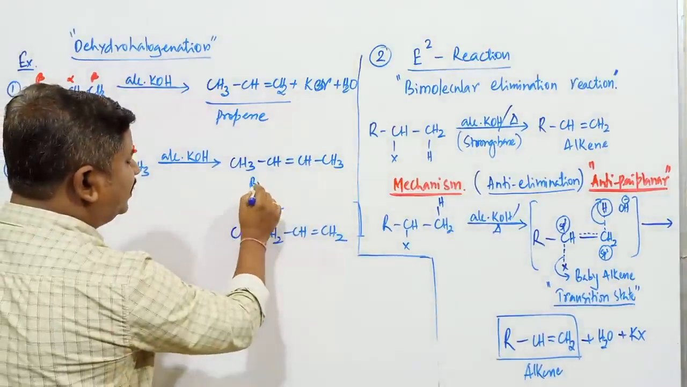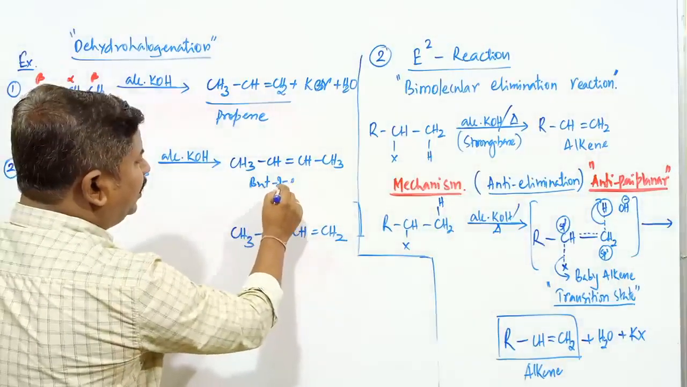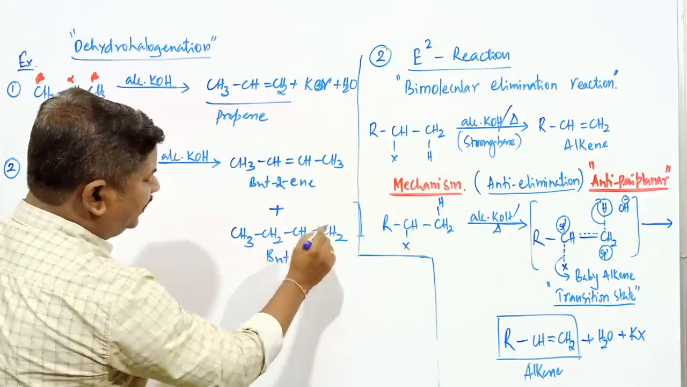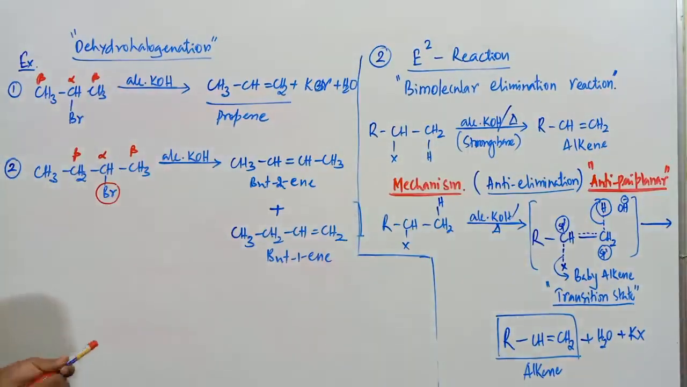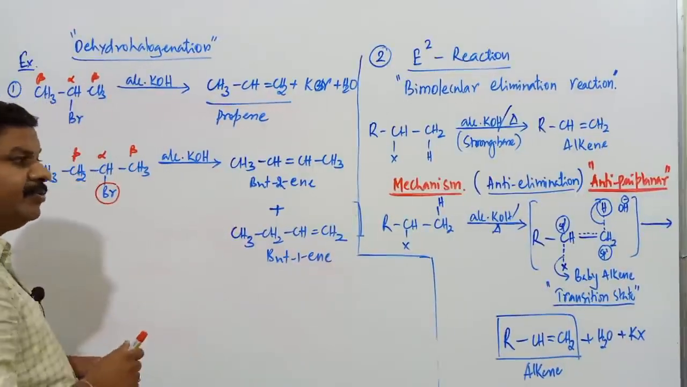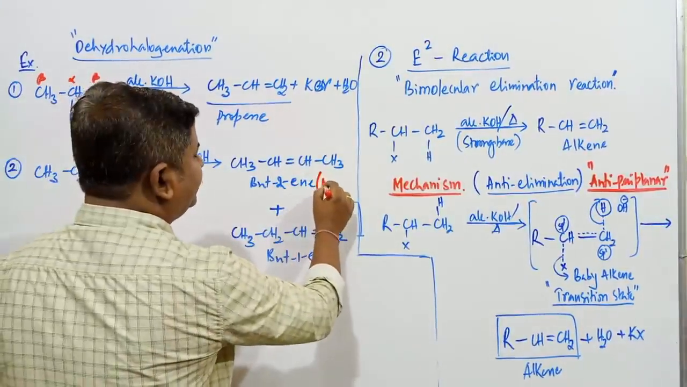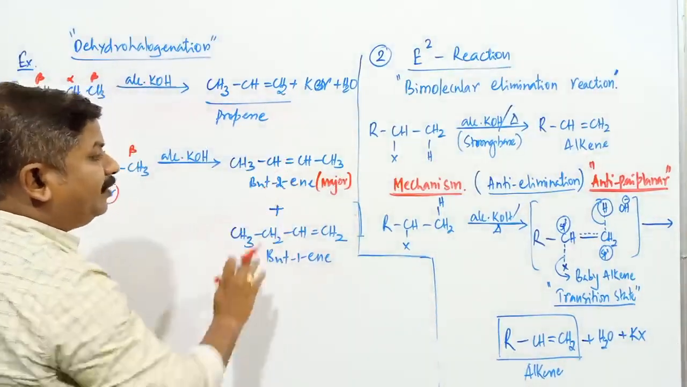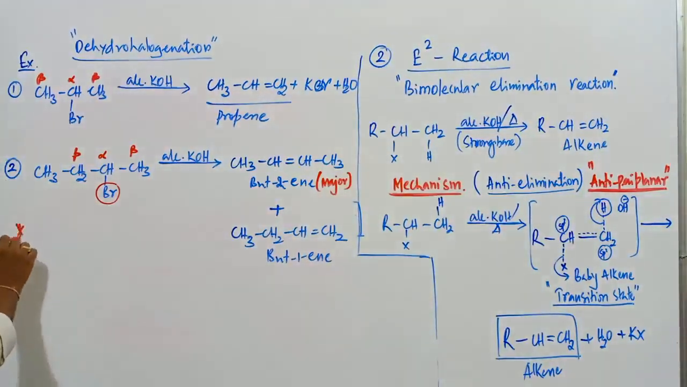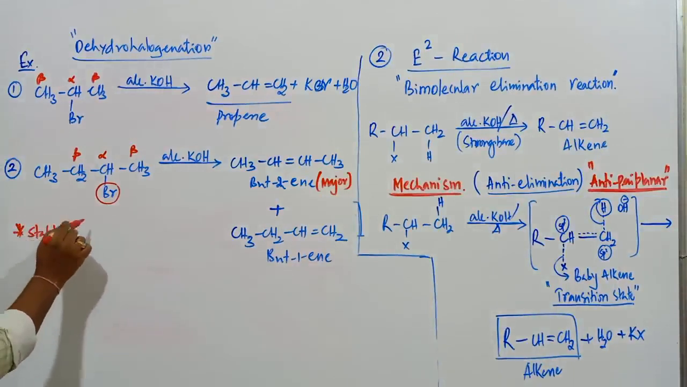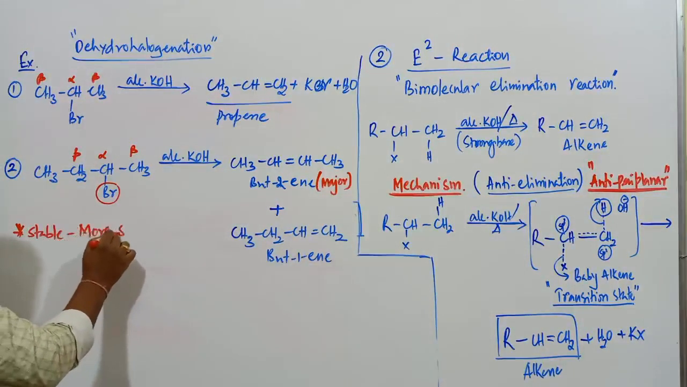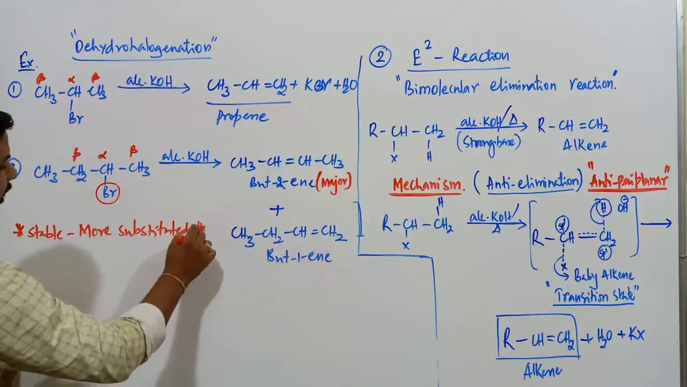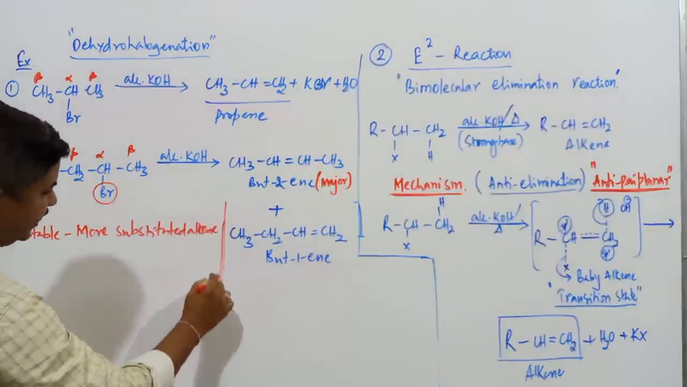What is the name of this one? It is but-2-ene, and the product obtained here is going to be but-1-ene. Now out of these two products, but-2-ene and but-1-ene, which is the major product? The major product is going to be this one. Why is it commonly called the major product? Because it is the more substituted alkene, and the product is going to be more stable. Remember, the more substituted alkene is the major product in this elimination reaction.